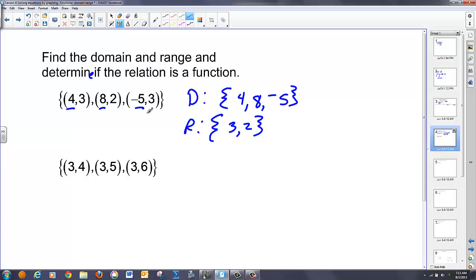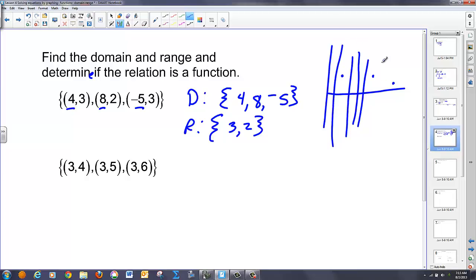Now what we want to do is determine if this relation is a function. The way I typically do it is I'll plot those out. Here's 4, 3 roughly, 8, 2, -5, 3. And if after graphing my function, I find that I can draw a vertical line through any place in my graph and only touch my function in one point, it's going to be a function. So this is a function.